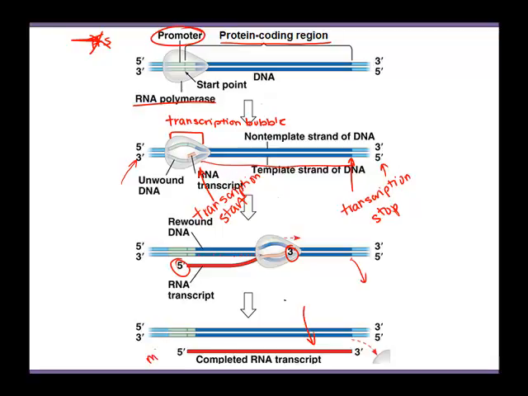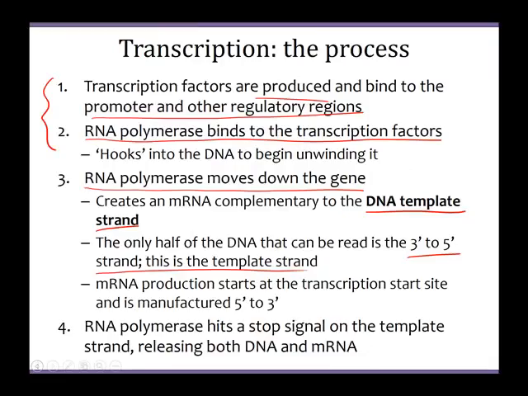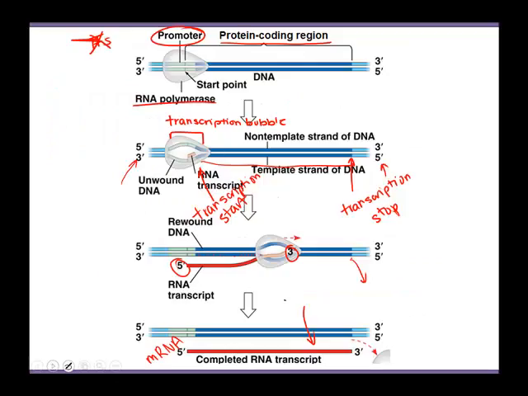And remember, it's a special type of RNA called mRNA. So that's what was all this gunk on the previous slide. mRNA production starts at the transcription start site and is manufactured 5' to 3'. We hit a transcription stop signal, or transcription stop site, on that template strand, releasing both the DNA and the mRNA. Notice behind him, he's cleaning up his mess, he's rewinding the DNA.